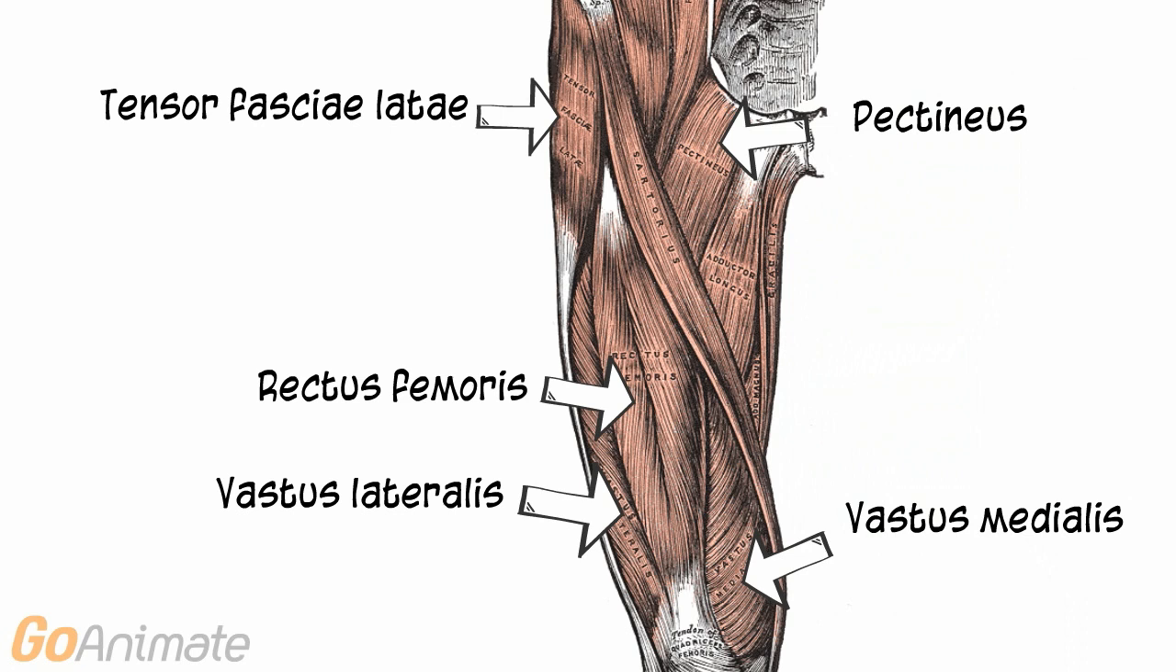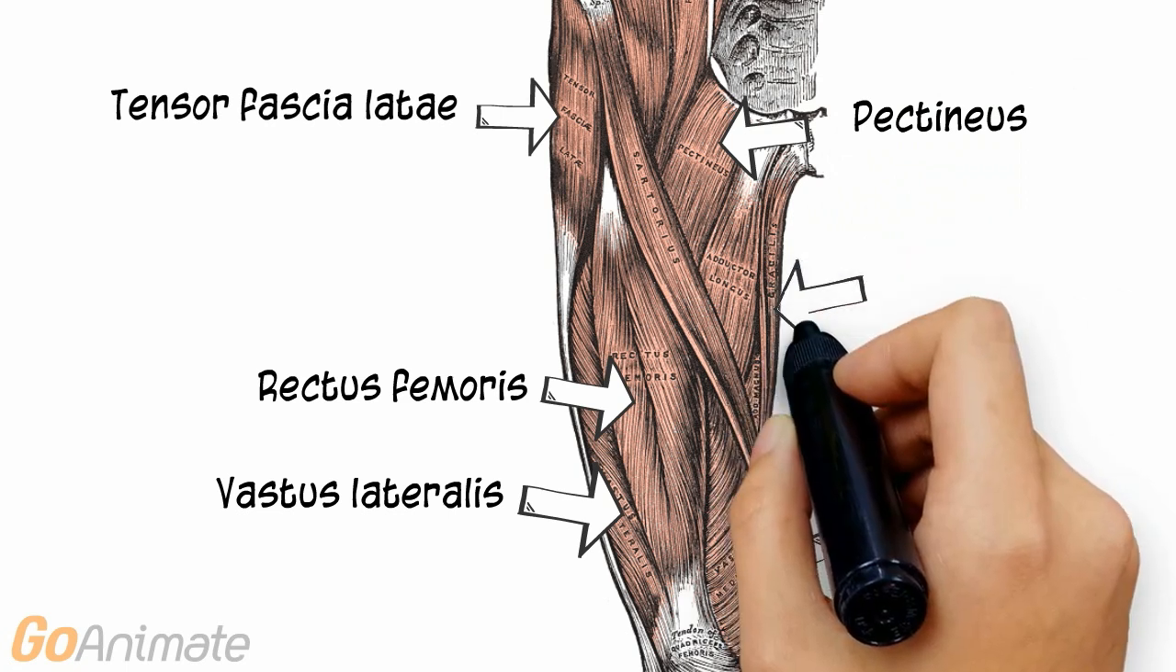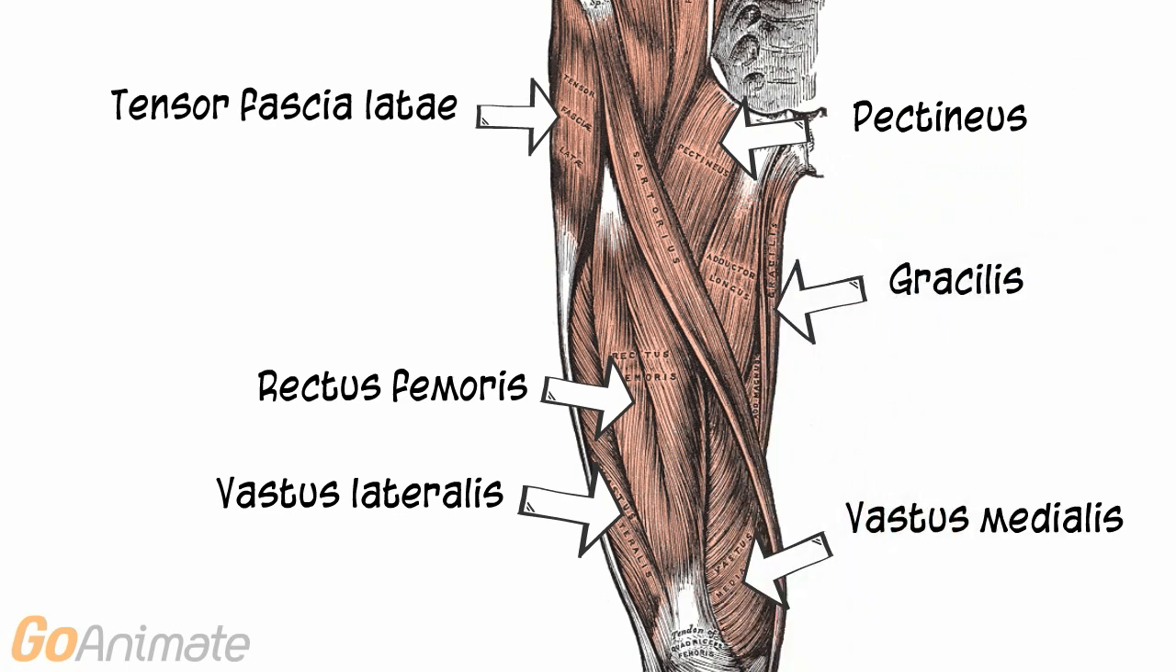We can also see the quadriceps muscles, the vastus lateralis on the lateral side, the rectus femoris in the middle, and the vastus medialis on the medial side. The fourth quadricep muscle is the vastus intermedius, which is deep to the rectus femoris. Another medial muscle of the leg is the gracilis.